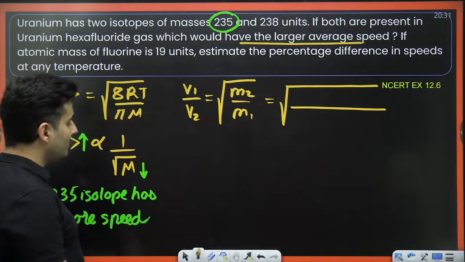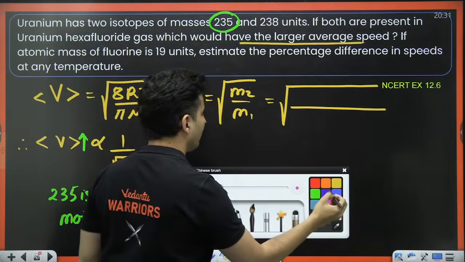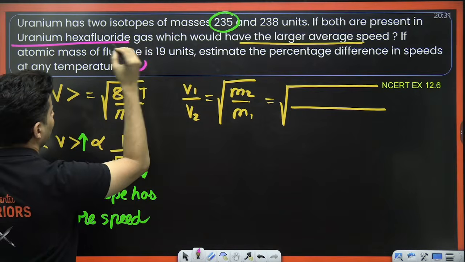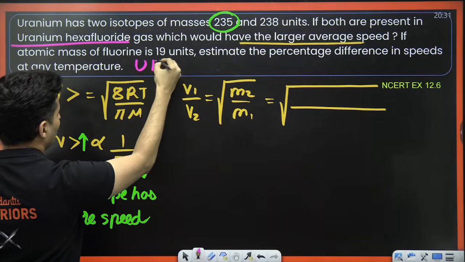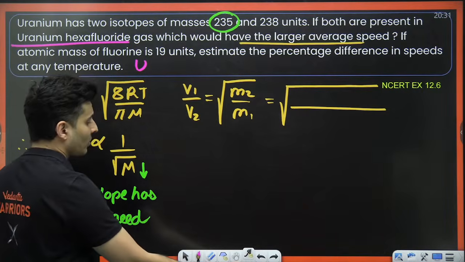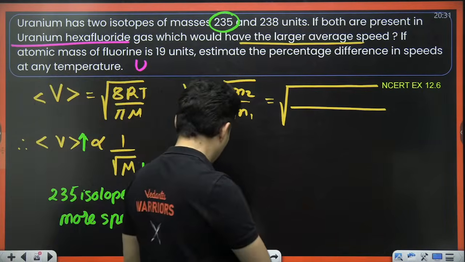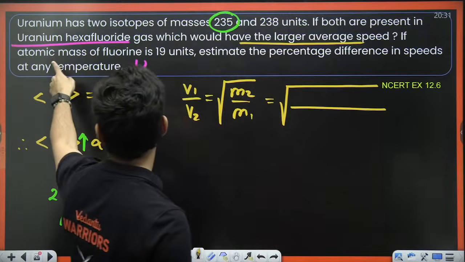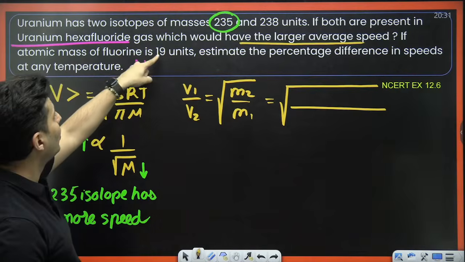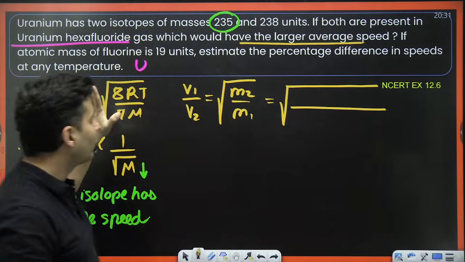It's uranium hexafluoride. That means one uranium is there and hexa means 6. So fluorine is basically 6 in number. So whatever uranium mass is given to you, that is 1 in number. Fluorine will be 6 in number.